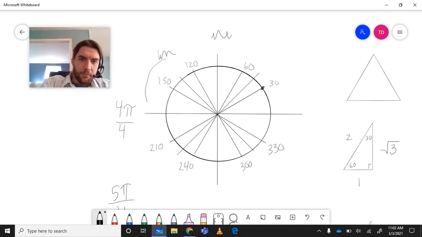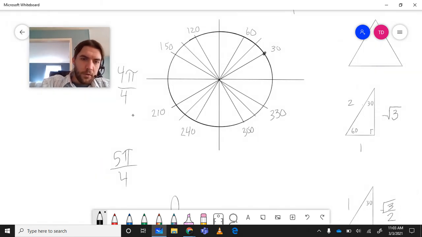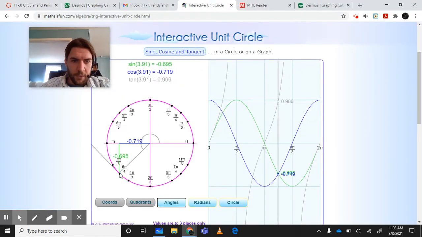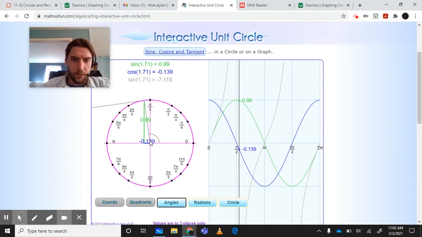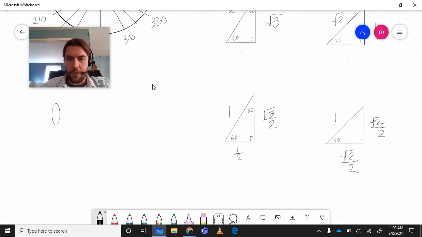A step of 45 degrees is equivalent to a step of pi over 4, just one of those pi over 4's. So we want to go another 45 degrees, from here down to this position right between 210 and 240. We are looking at a 45-degree angle, right down here at 5 pi over 4. It's a 45-degree angle pointing directly down and to the left. So we want to look at our 45-degree triangle.